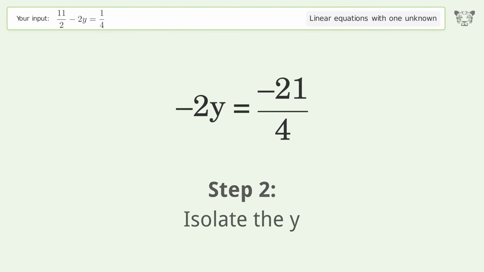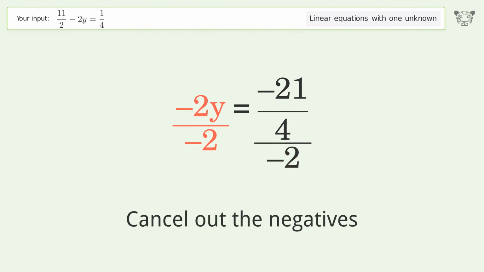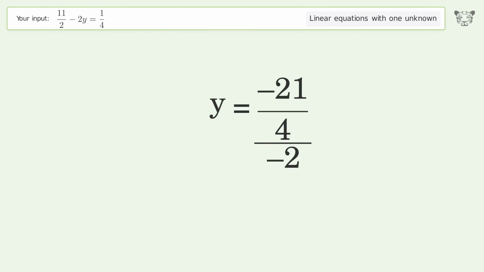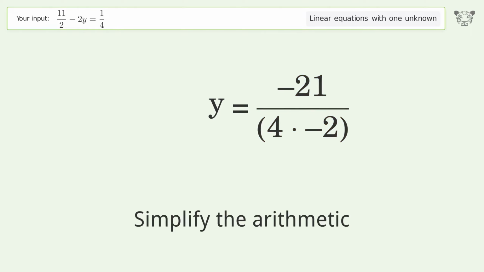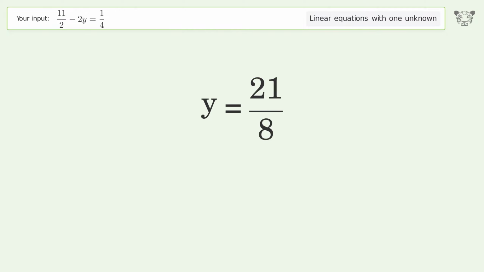Isolate the y. Divide both sides by -2. Cancel out the negatives. Simplify the fraction. Simplify the arithmetic. And so the final result is y equals 21/8.